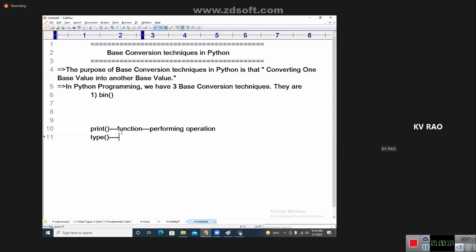Type is also one function, performing a certain operation. Like that, id is also a function. Like that, bin of is a function. The second function is octal, the oct function. The third one is the hex function. Even in yesterday's class we said this: bin of, oct of, hex of.